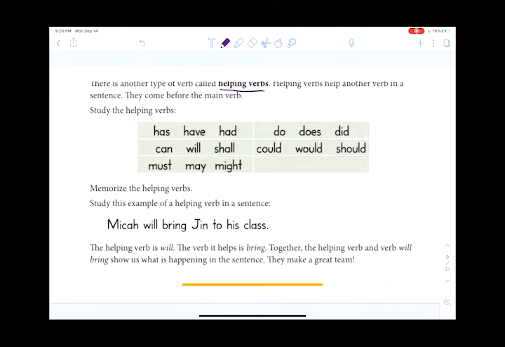The cool thing about state of being verbs is that they can also act as helping verbs. Study the helping verbs in the chart and memorize them. The helping verb in this example is will. The verb it helps is bring. Together, the helping verb and the verb will bring show us what is happening in the sentence. They make a great team.